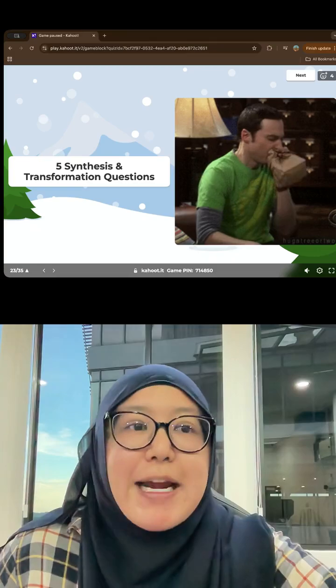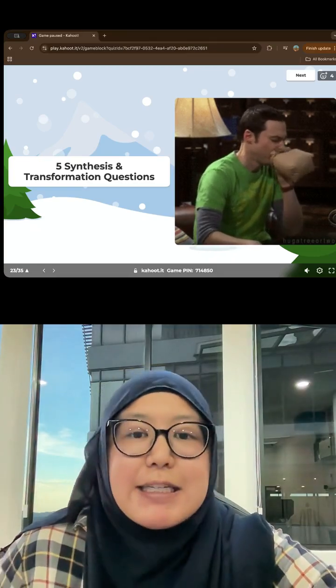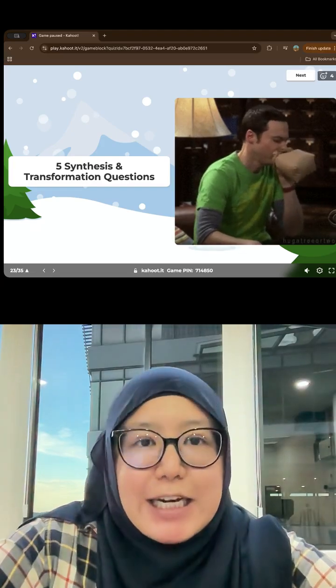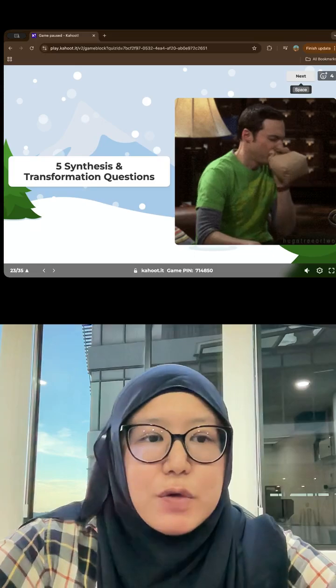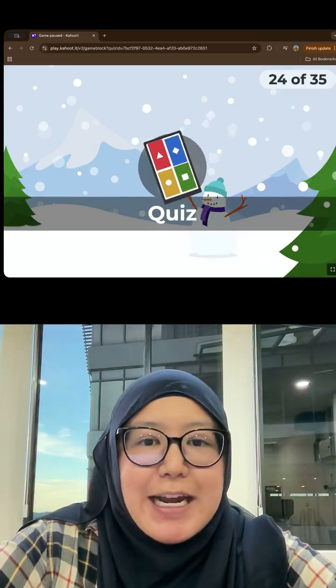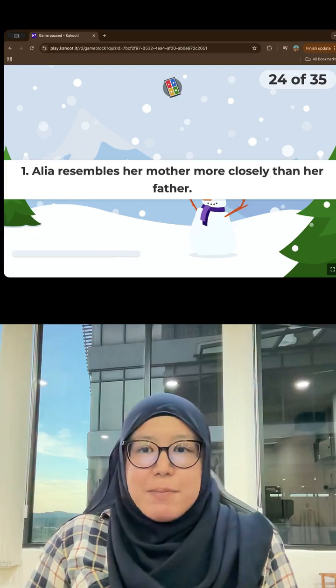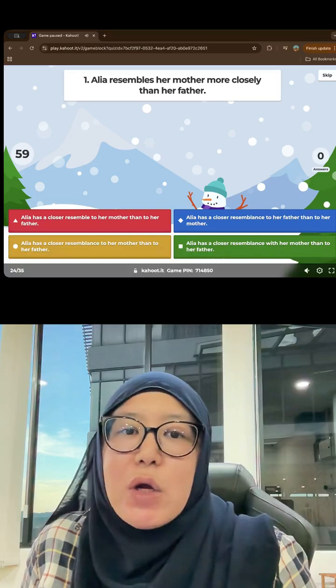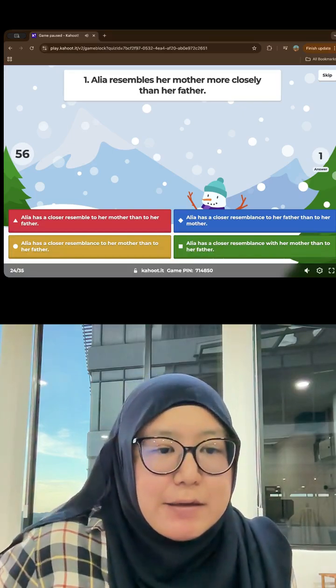Okay, all right. So it's already 6:36. I am going to start with our final section. Okay, so don't panic. Let me get started with question number 1. So, Alia resembles her mother more closely than her father.